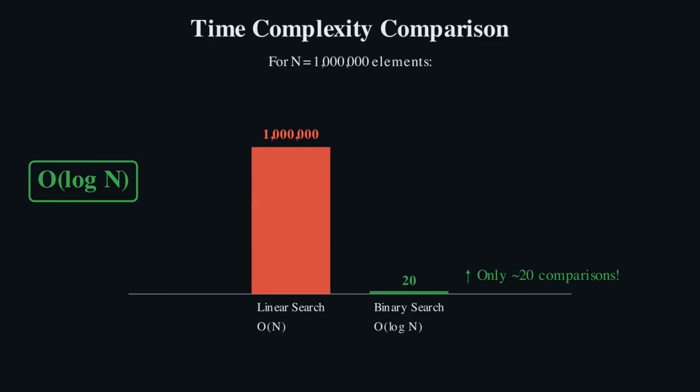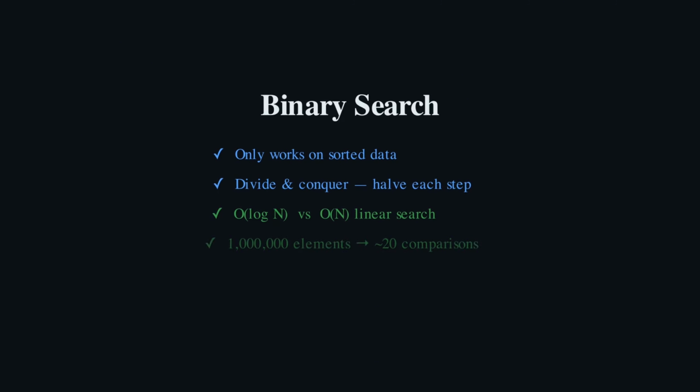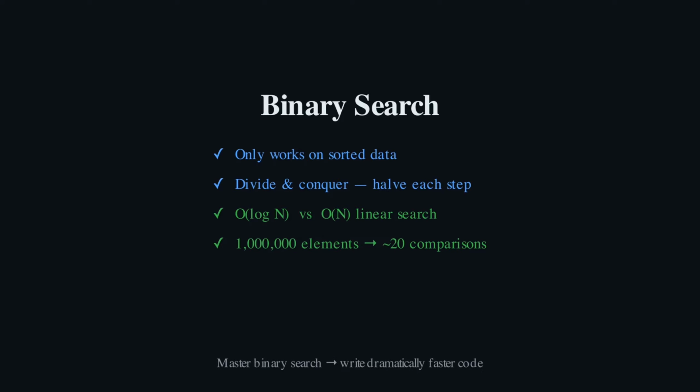So, whenever your data is already sorted, binary search transforms a slow, brute force problem into an elegant, lightning-fast solution. It's one of the most important and widely used algorithms in computer science, and mastering it will help you write much more efficient code in almost any project you work on.